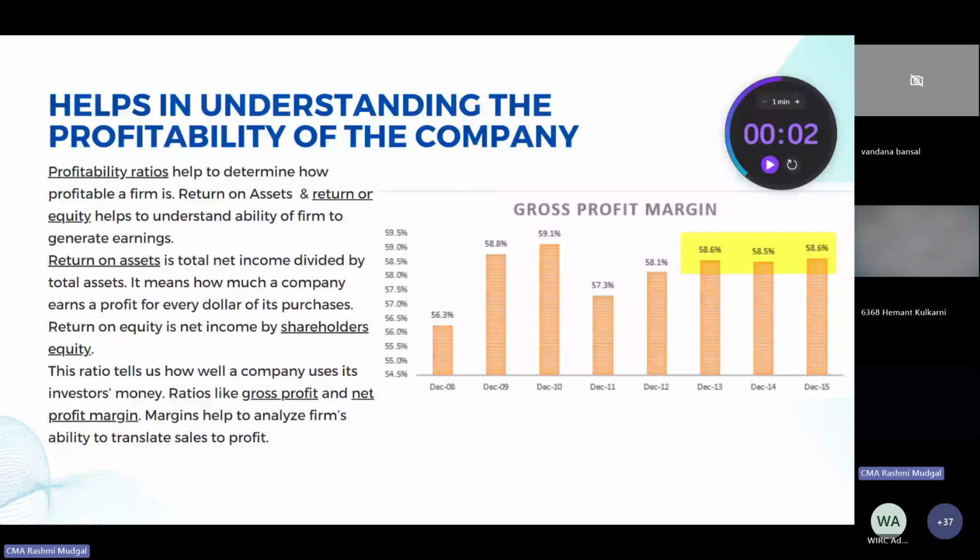Ratios like gross profit and net profit margin help to analyze a firm's ability to translate sales into profit. Sometimes we have a sale of 100 crore, but profit is like 5 lakh rupees. One can be impressed by the data that they are getting a sale of 100 crore, but one can also understand that 5 lakh rupees over 1 crore is very less.